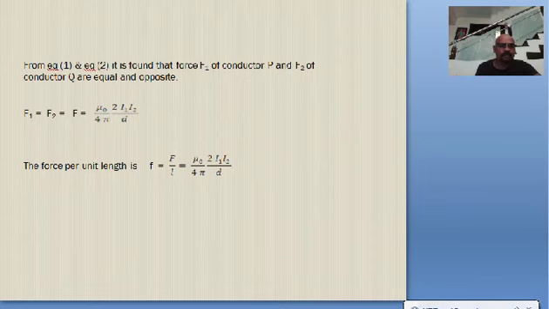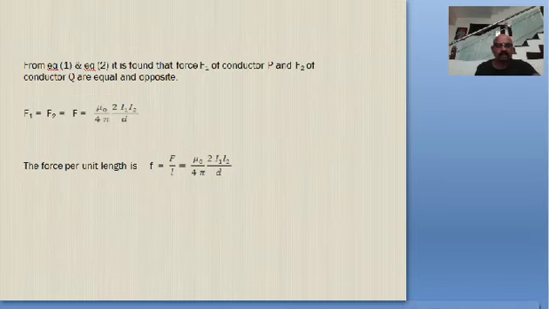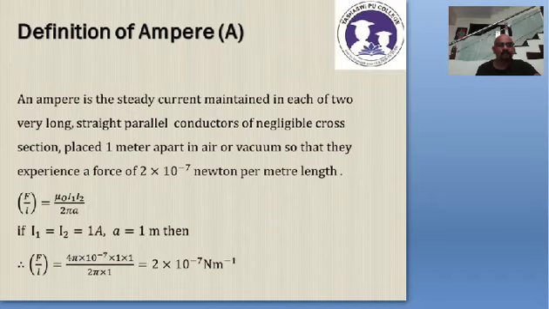So that is the force per unit length. You just remember this. It is a very simple derivation, I believe. Now moving on further, the definition of ampere. If you want to find out the ampere, what is that?